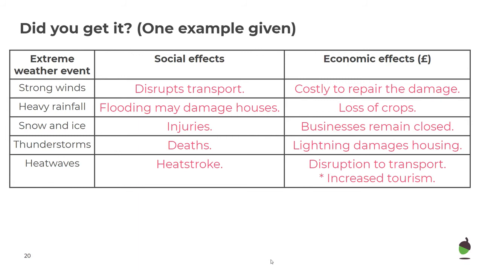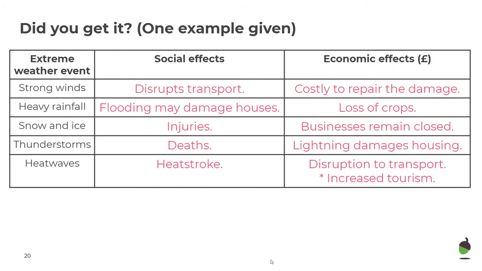For snow and ice, a social effect could be injuries. People might slip or fall. An economic effect of snow and ice might be that businesses remain closed. Maybe people can't access their business due to issues to do with snow and ice on the roads. That will cause them to lose income. Thunderstorms may cause social effects, for example, deaths. Thunderstorms might also cause economic effects. So, for example, lightning might damage housing, and then that's very costly to repair.